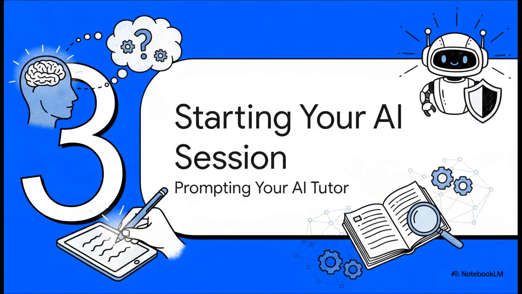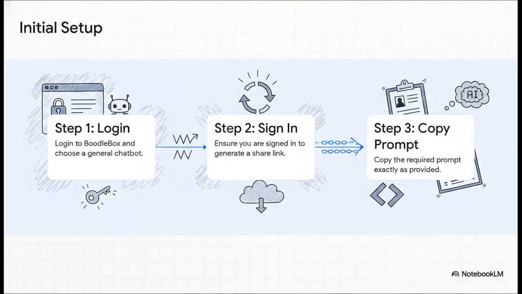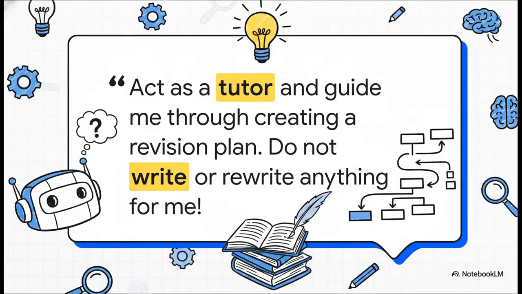Okay, once your draft is ready to go, it's time to bring in your AI partner. This next phase is all about how to kick off your AI tutoring session the right way. The setup itself is actually pretty simple. First, you're going to log into Boodlebox and just pick any general chatbot. Now, the most important thing here, and I mean it, is to make sure you are signed in. Why? Because you'll need to generate a shareable link later on, and you can only do that if you're logged in.